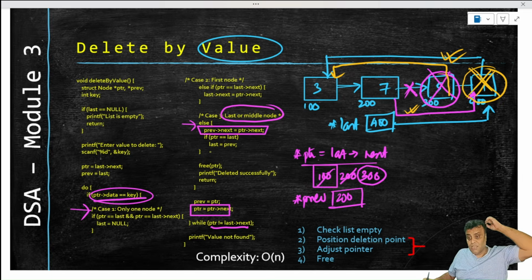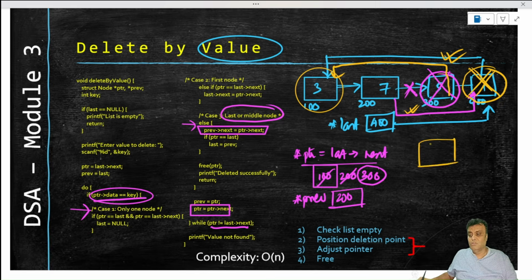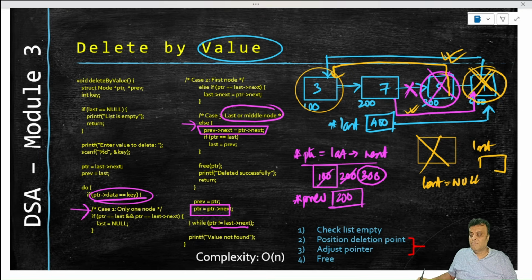Now the other case that we have left is if it is the only node. If we are deleting only this node, there are no other nodes. Suppose this is the only node. There are no other nodes. Then all we need to do is say my last is equal to null and free this. So my last was pointing here. Suppose this was 100, my last was pointing here. We are removing this, that means last should become null. So that's all we need to do.